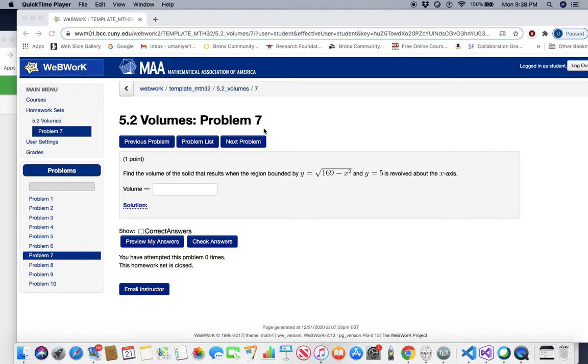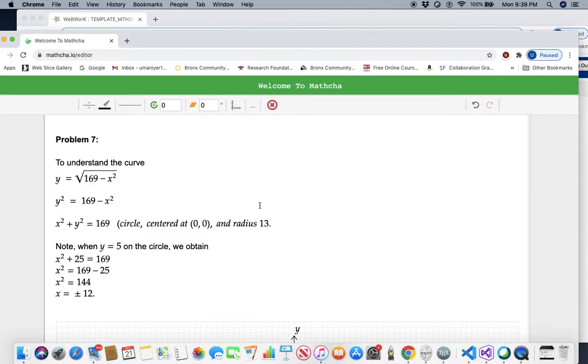Problem 7. Find the volume of the solid that results when the region bounded by y equals square root 169 minus x squared and y equals 5 is revolved about the x-axis. So let's understand the picture. Y equals square root 169 minus x squared.